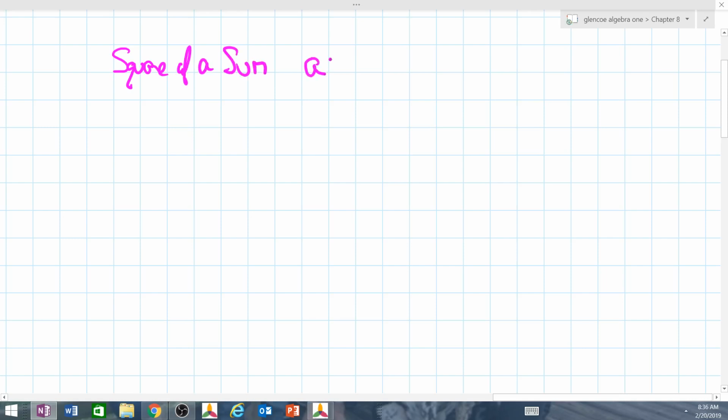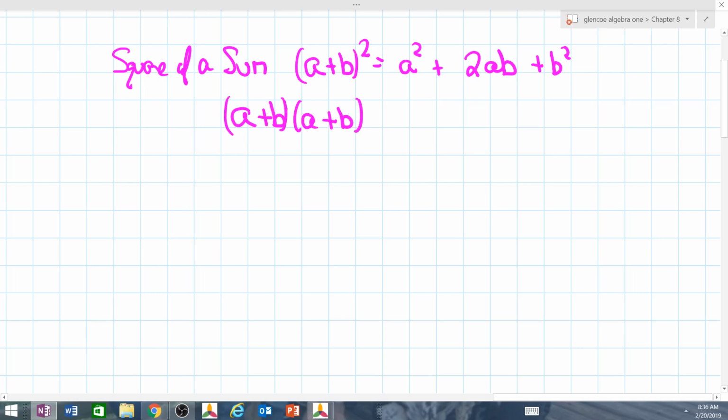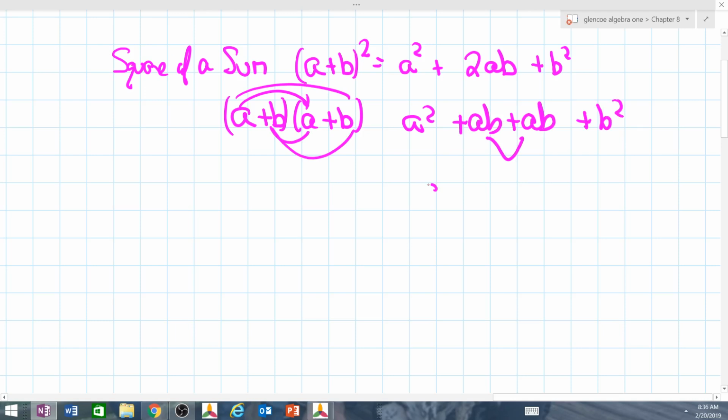The square of a sum. The pattern is (a plus b) quantity squared, which is a squared plus 2ab plus b squared, and we get that by multiplying (a plus b) times (a plus b). So let me show you how that works. A squared plus ab plus another ab plus b squared gives me a squared plus 2ab plus b squared.